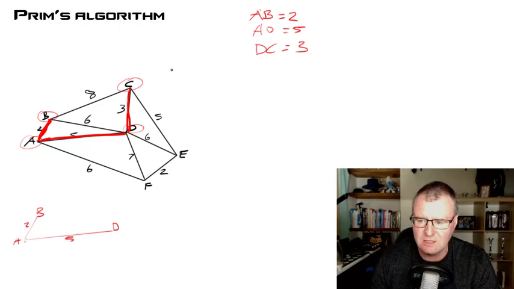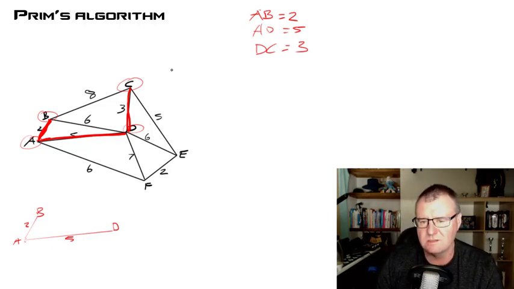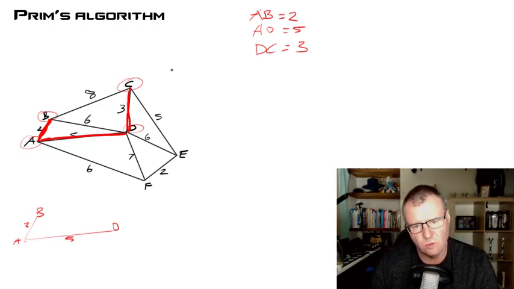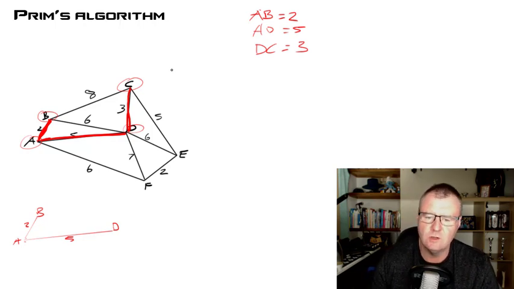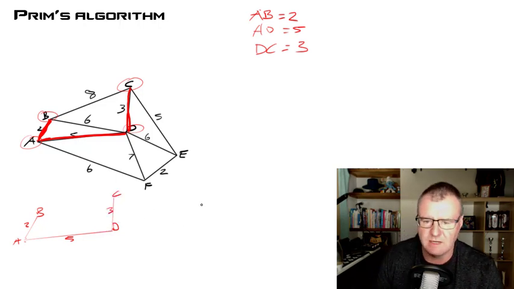Now remember, a tree can't have any cycles, loops, or multiple edges. So I couldn't use any edge that went back to B, for example, or back to A. That would not be a tree. So now let's draw from D and reproduce this up to C, just starting to build our spanning tree.